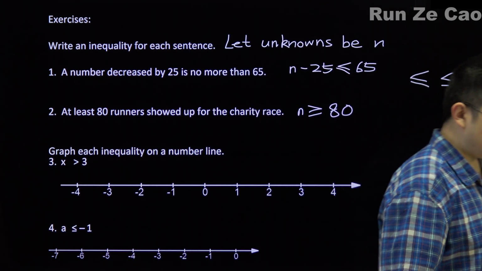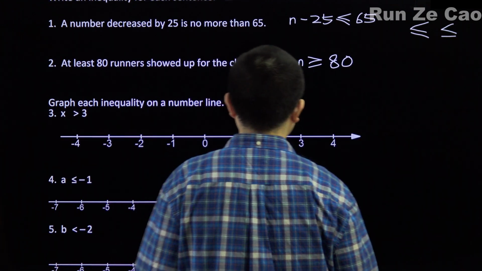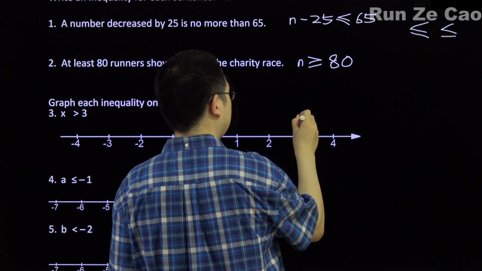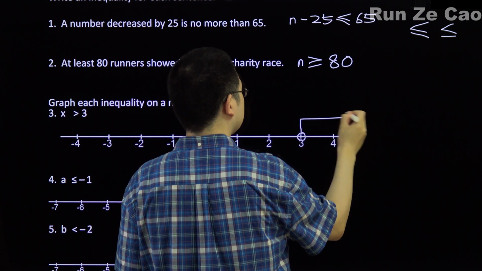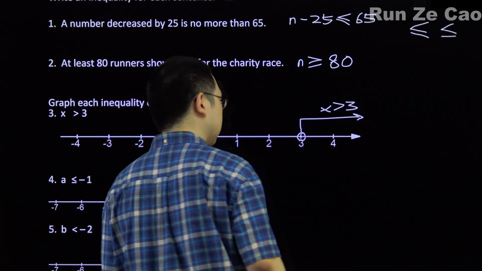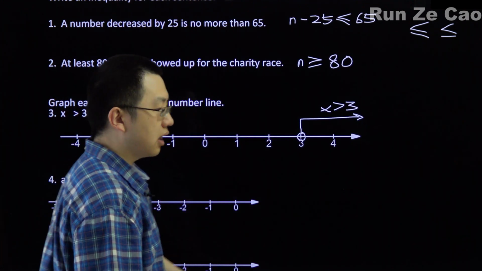Graph each inequality on a number line. X is strictly greater than 3. Didn't we just do this? Okay, let's show the other way now. So this is X is strictly greater than 3. Notice the open circle. It means 3 is not included.